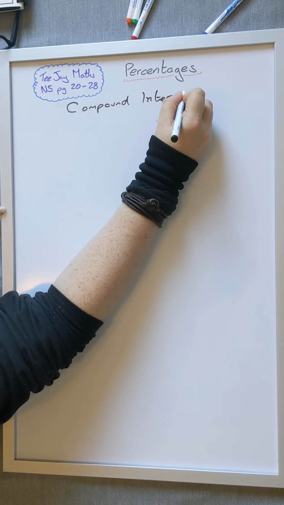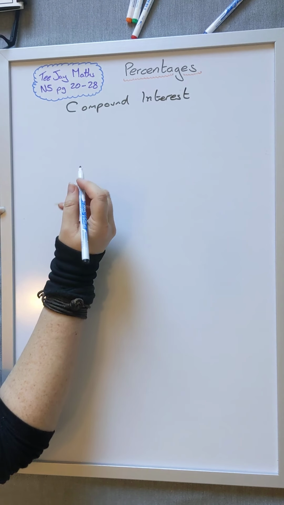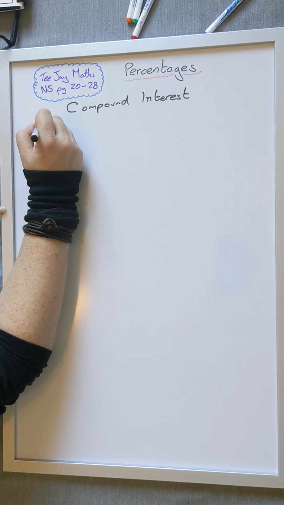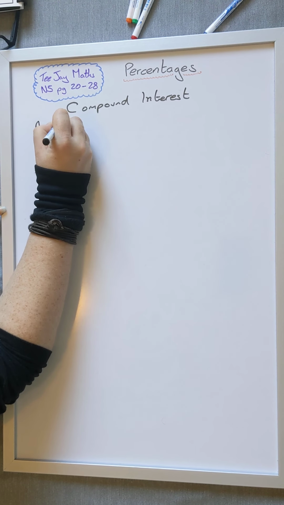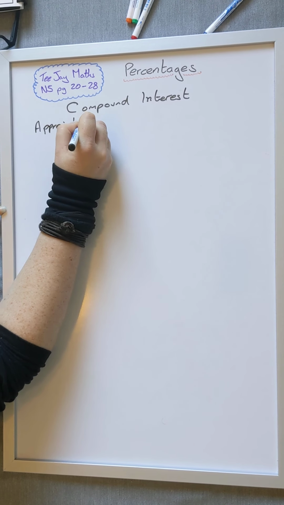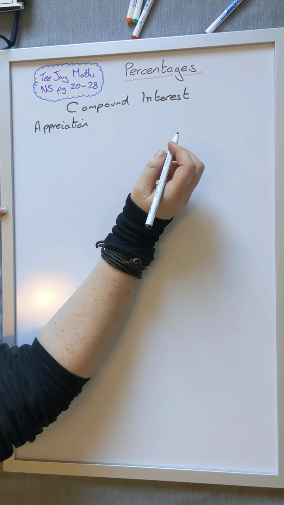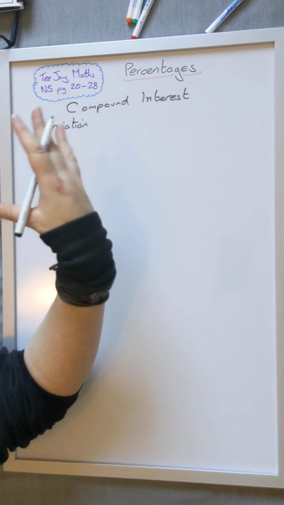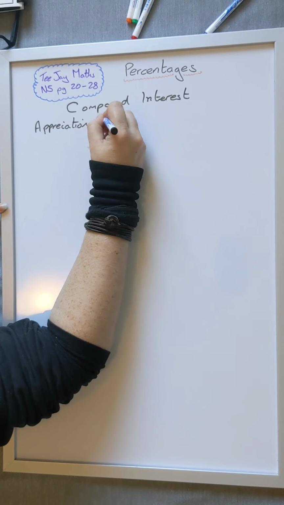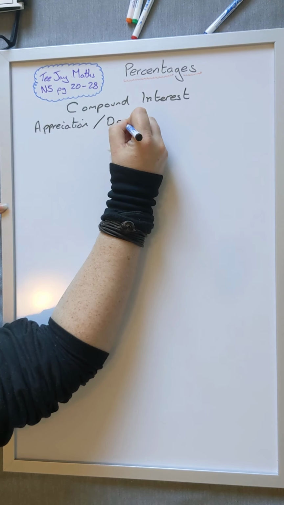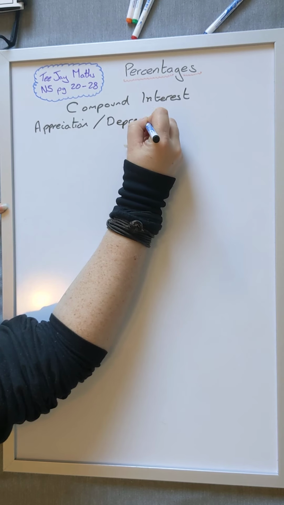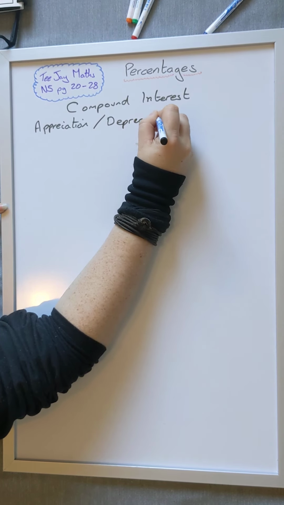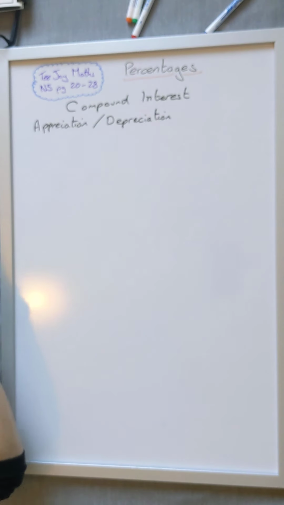You'll have come across this in bank accounts. We're also going to cover it as appreciation. That's not liking something, that's value increasing over time. And depreciation. Don't worry, you're not expected to spell these, but being able to know what the words mean will be helpful in the exam because they expect that knowledge.